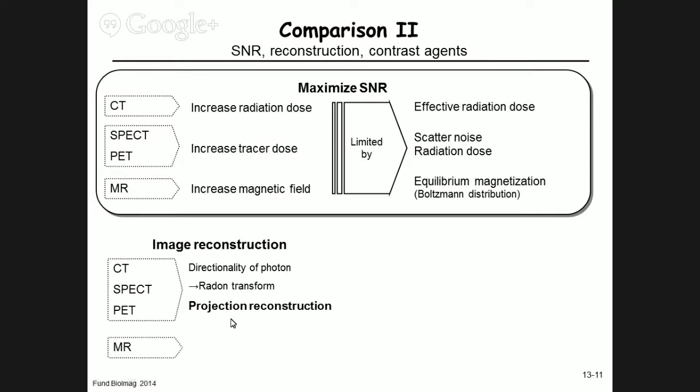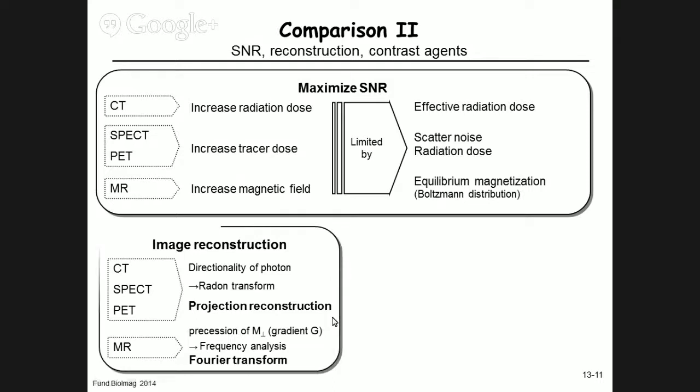Magnetic resonance imaging, on the other hand, detects the signal as the precession of the magnetization under a gradient. This precession time signal then undergoes frequency analysis, and that's done through Fourier transformation. So the preferred image reconstruction for MRI is Fourier transformation, and in reality it's 2-dimensional Fourier transformation. So this is the main difference.